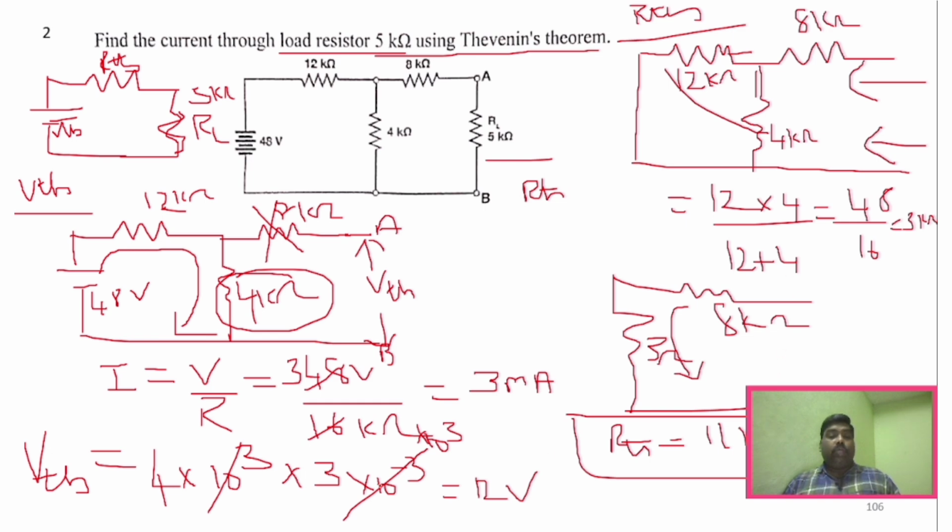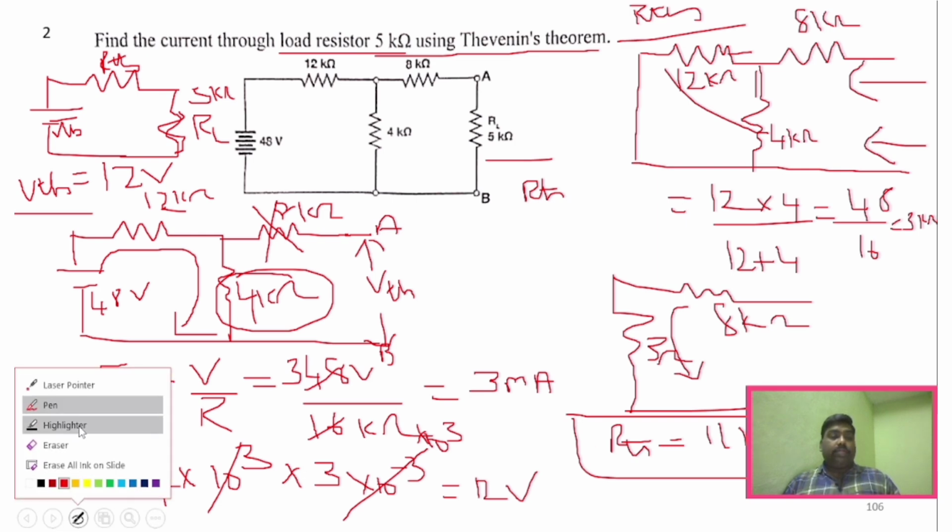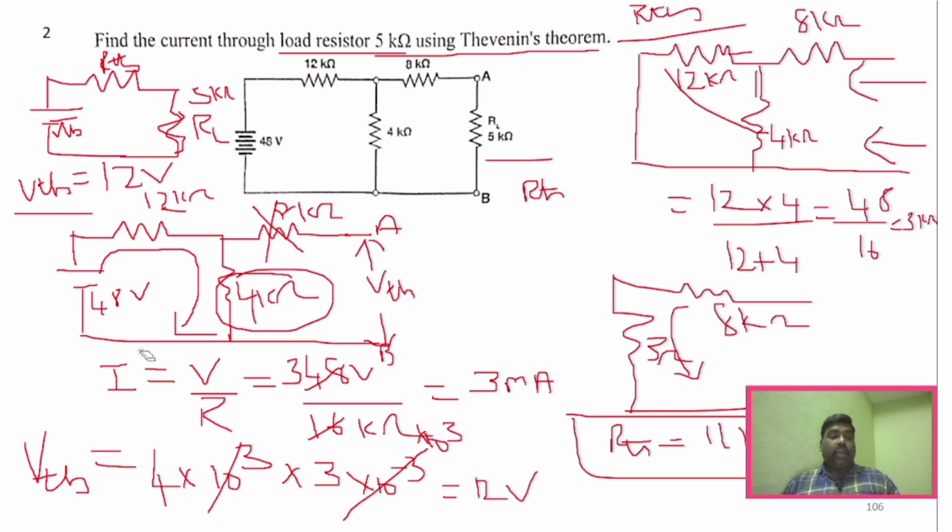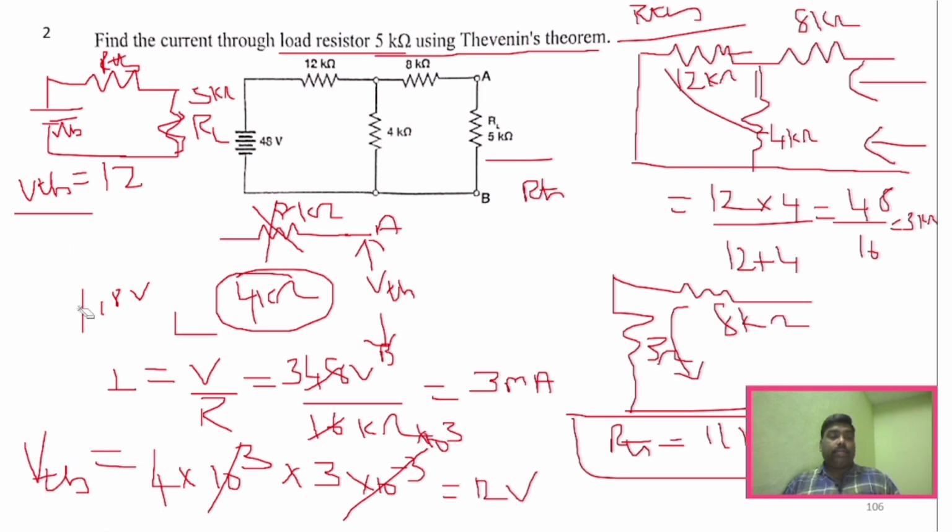So now we have found out what VTH and RTH are, right? And now we have to substitute those values in this particular circuit, correct? How will I do that? Now I'll redraw this. First we will write these values. VTH is equal to 12 volt and RTH is 11 kilo ohm, right? So now we will find out IL. I'll redraw the equivalent circuit again. You know that VTH is 12 volt.